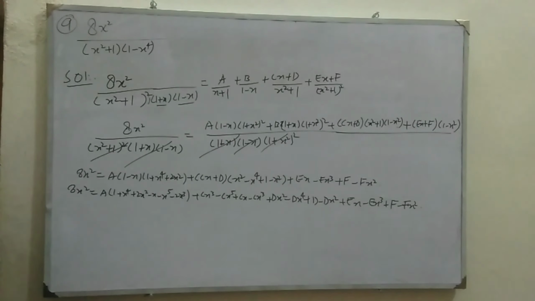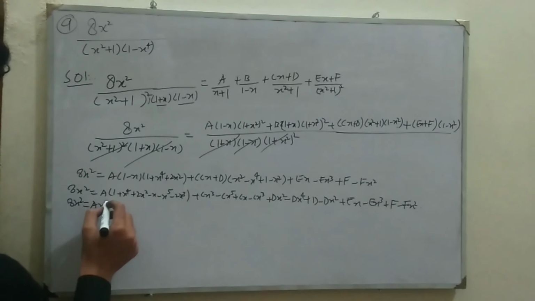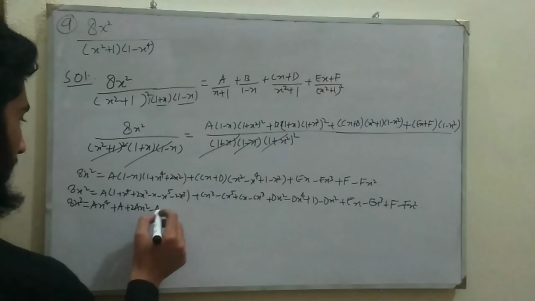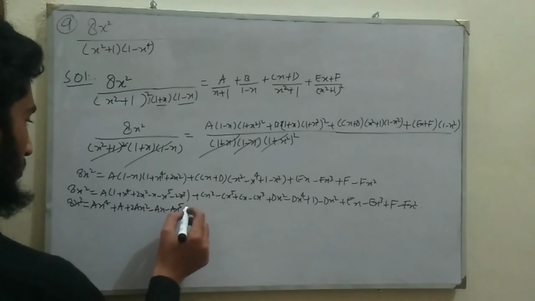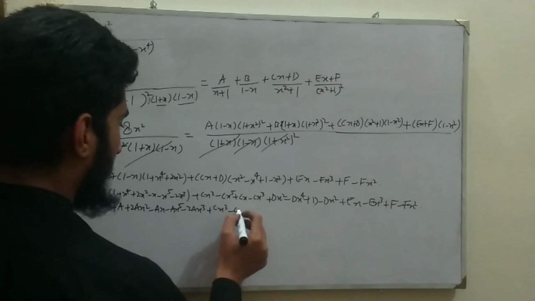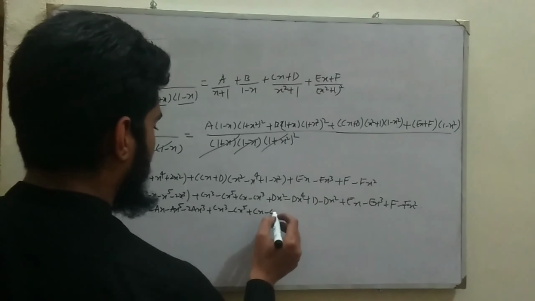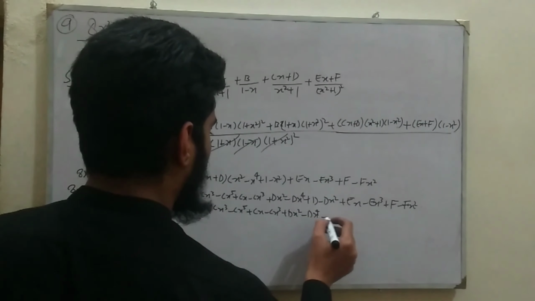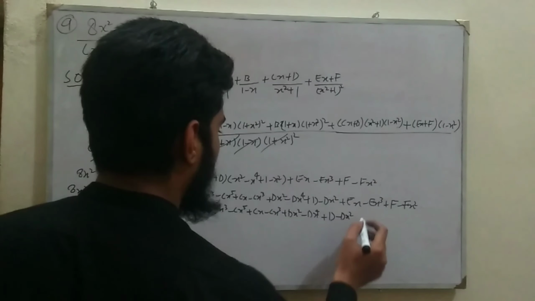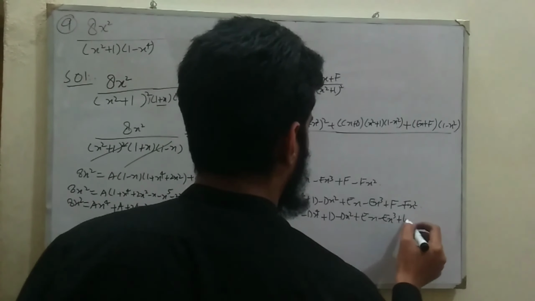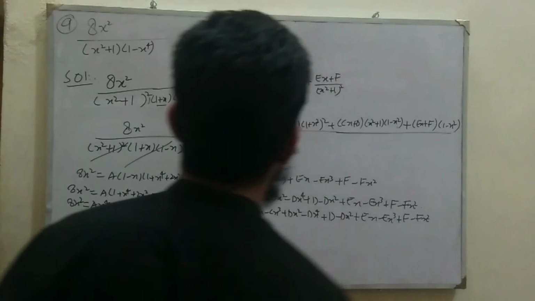Now after this, x square will be equal to ax power 4 plus a plus 2ax square minus ax power 5 minus 2ax power 3 plus cx power 3 minus cx power 5 plus cx minus cx raised power 3 plus dx square minus dx power 4 plus d minus dx square plus ex minus ex power 3 plus f and minus fx square.